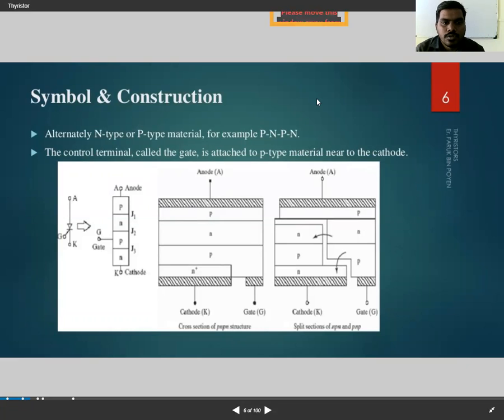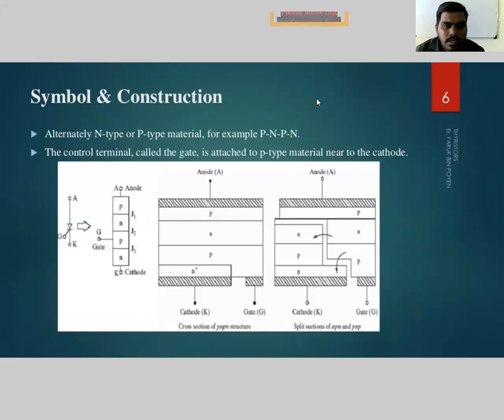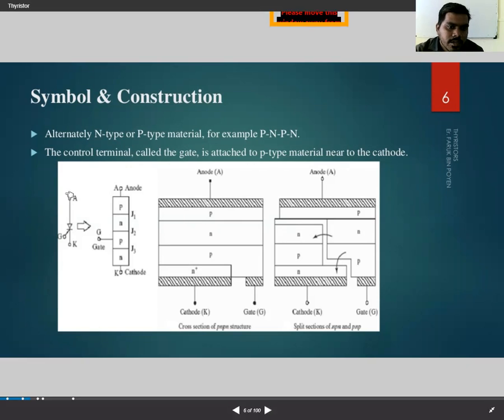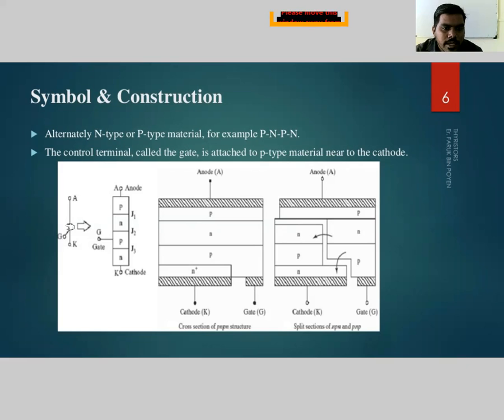Then we have this symbol. In the previous video also we have seen the symbol and its construction. There are three terminals as shown in the figure: A, K and G, with alternating N type and P type materials. So we can see NPN or PNP, these two types of thyristors. The three terminals are A for anode, K for cathode, and G for the gate terminal, or you can say the control terminal.